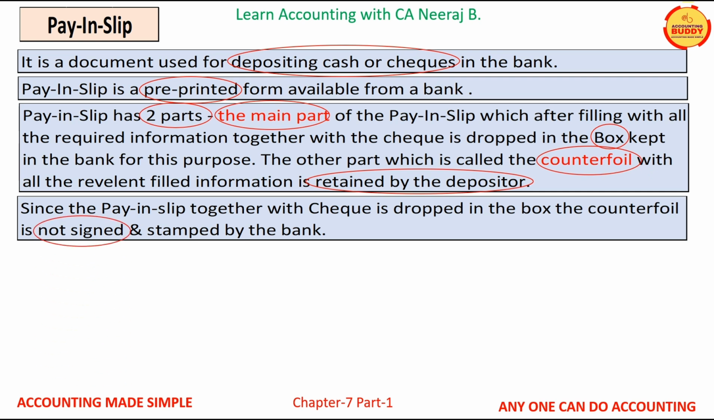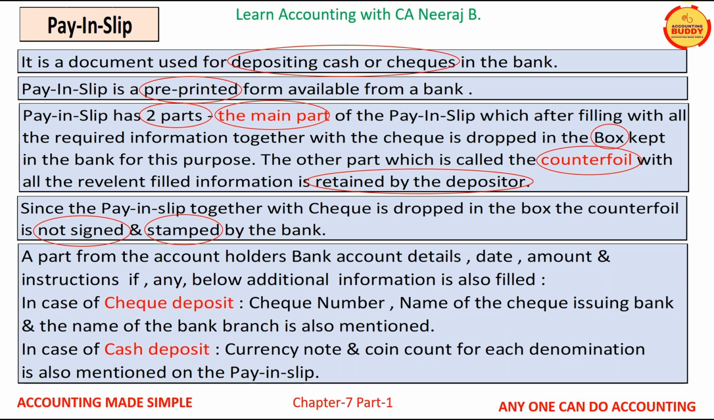by the bank. Apart from the account holder's bank details, date, amount and instructions if any, below additional information is also filled. In case of check deposit, check number, name of the check issuing bank and the name of the bank branch is also mentioned. In case of cash deposit, currency note and coin count for each denomination is also mentioned on the pay-in slip.